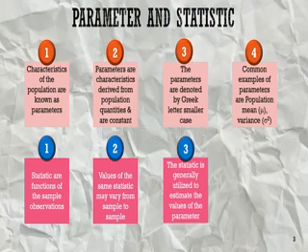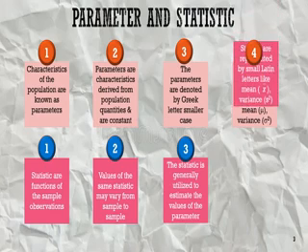So the values of the statistic are different even though collected from the same population at the same point of time. This statistic is used as an estimate of the population parameter. That means if we calculate the value of the statistic from a sample, then using that we can get an estimate of the population parameter.